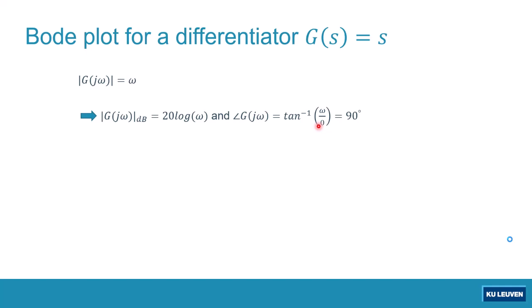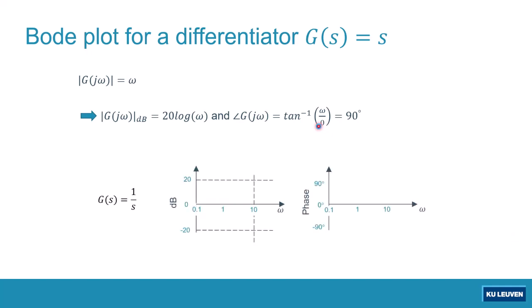How about the both diagrams? Sorry, this is supposed to be Gs equal to S. I made a mistake here. I will make a correction in the lecture note. So this is for Gs equal to S.